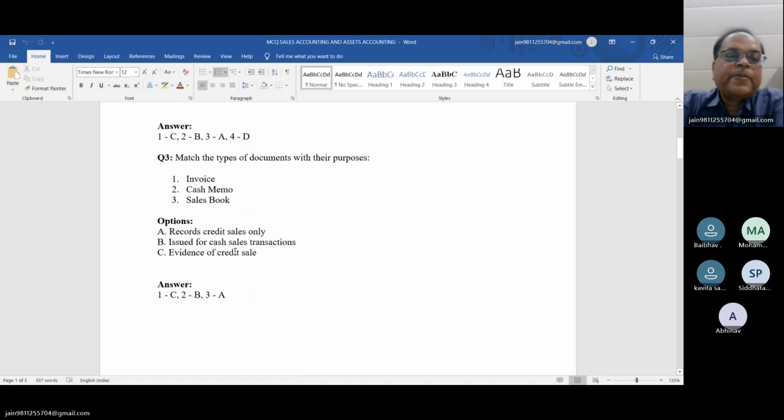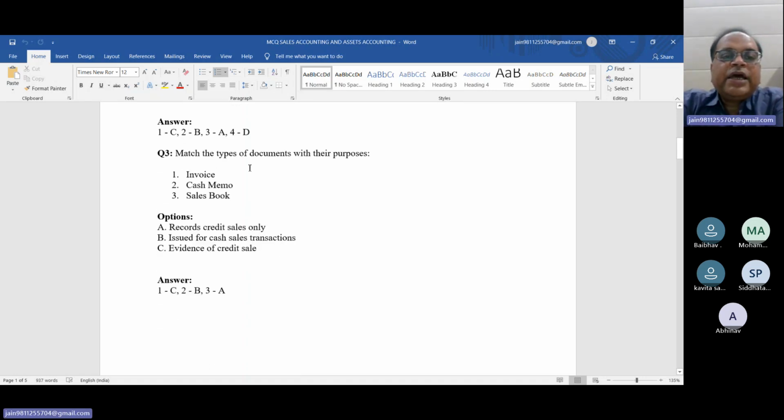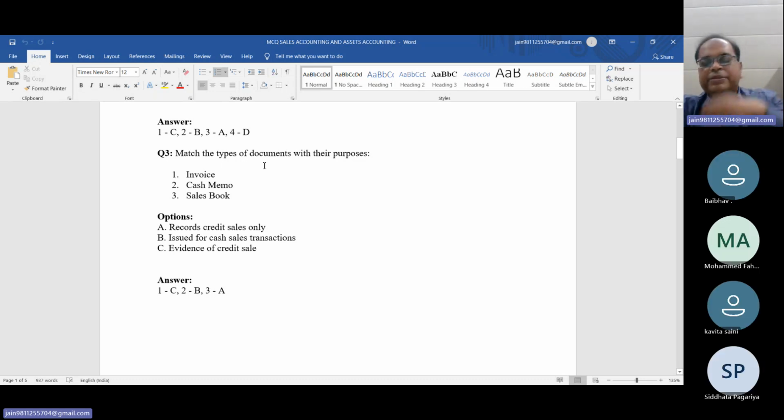Next option. Match the type of document with their purposes. Three documents are given. Number first is the invoice. Number second is the cash memo. And number third is the sales book. Three options are given: records credit sales only, issued for cash sale transactions, and evidence for credit sales.